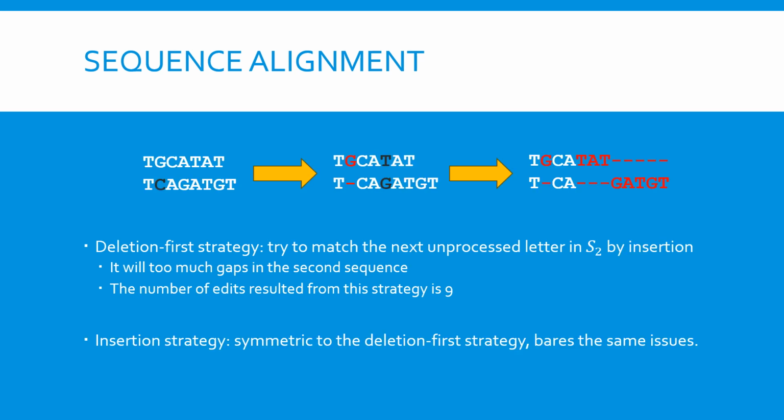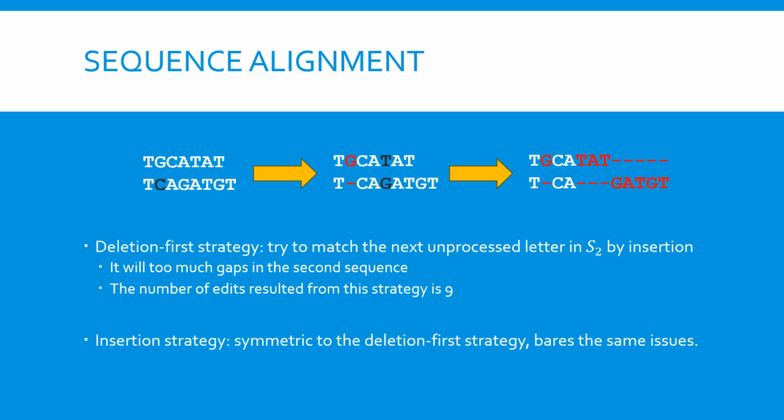Next, let's try the deletion-first strategy, which deletes a letter in S1 whenever the two letters being compared are different. The first mismatch occurs at the second column, where S1 has a G and S2 has a C. Following the deletion-first strategy, the algorithm deletes the G in S1, leading to the alignment shown in the middle. The algorithm continues until it encounters the second mismatched pair, T in S1 and G in S2.